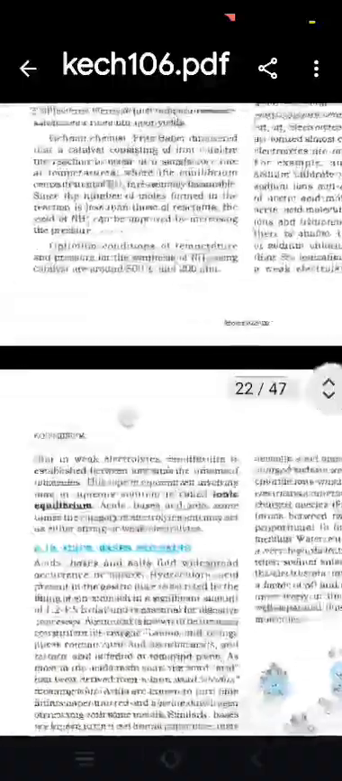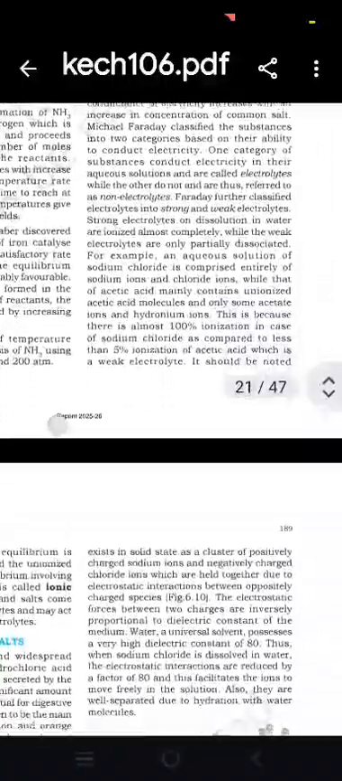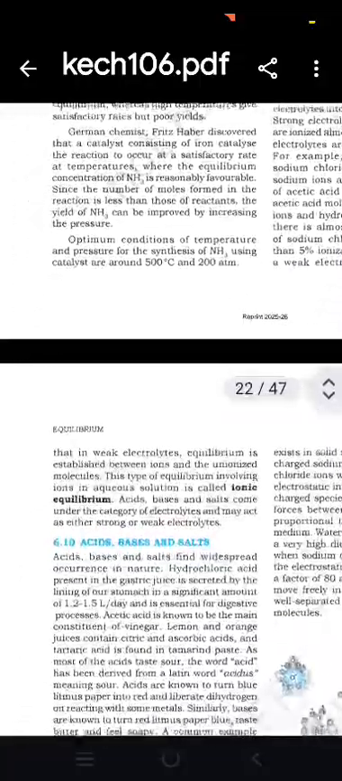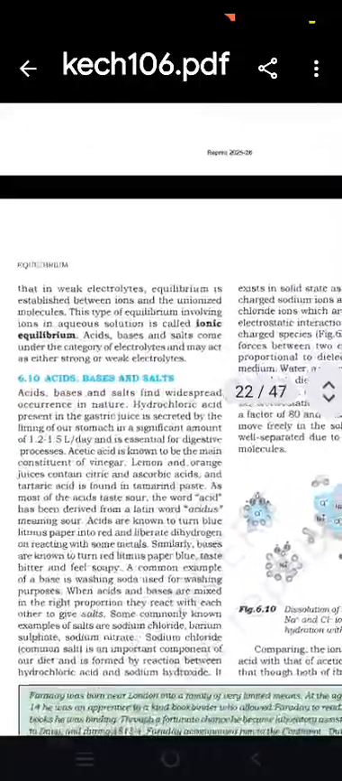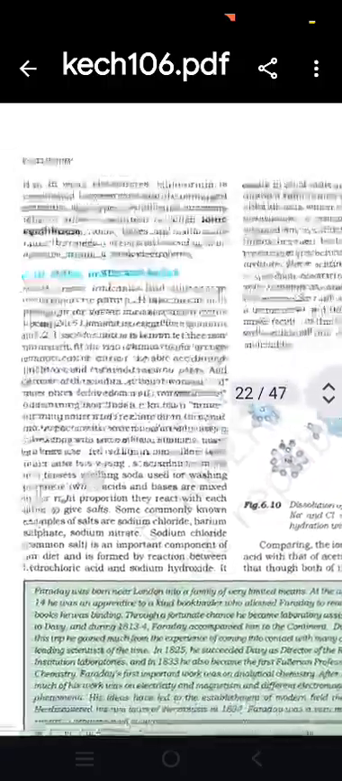Now, let us talk about ionic equilibrium. It should be noted that in a weak electrolyte, equilibrium is established between ions and unionized molecules. This type of equilibrium involving ions in aqueous solution is called ionic equilibrium. Acid, base and salt.